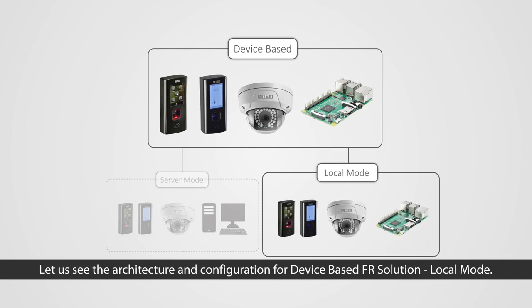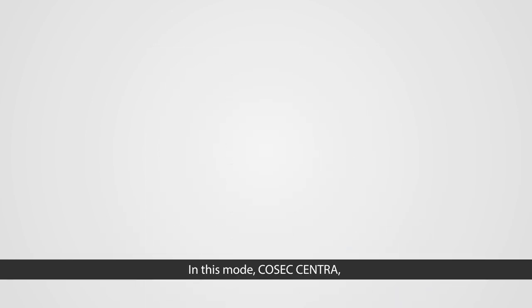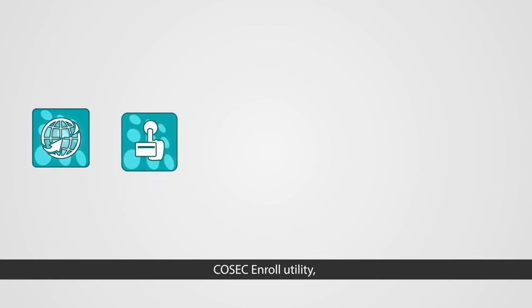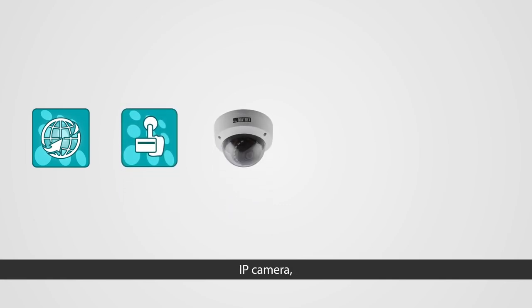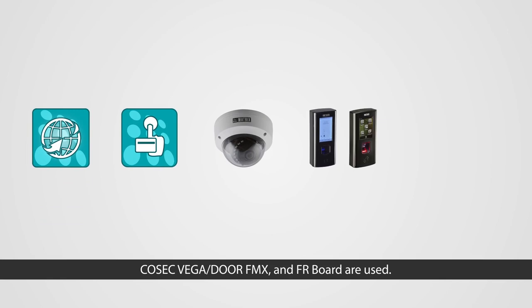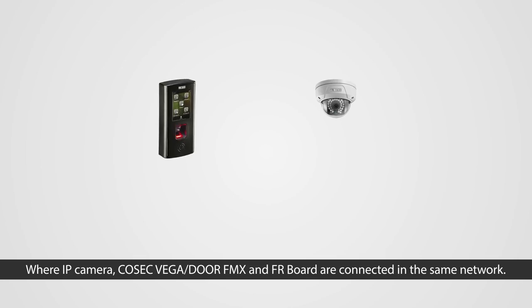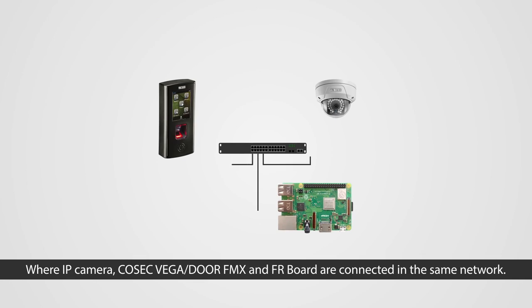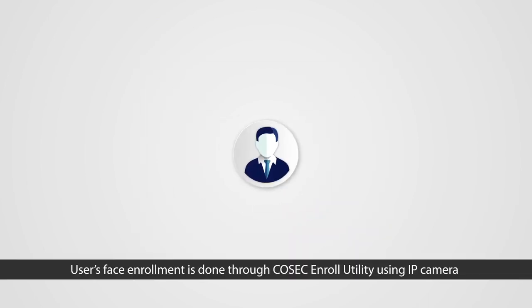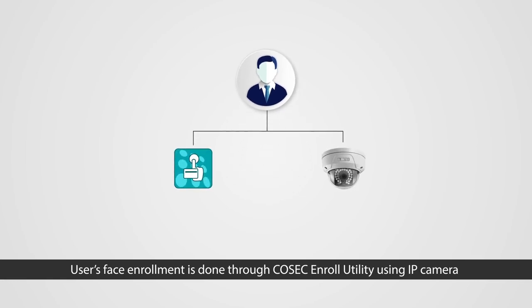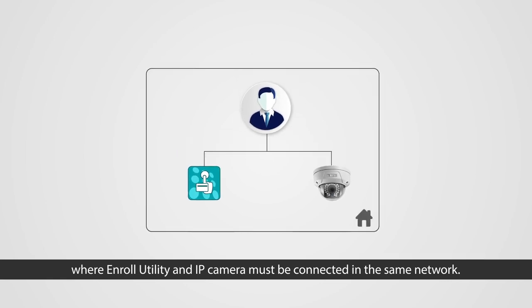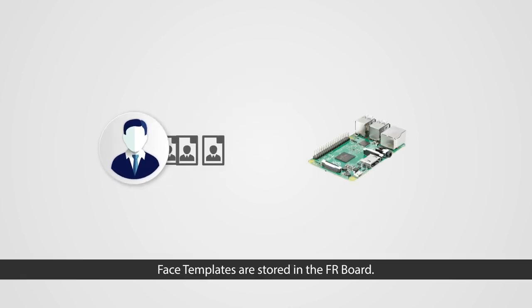Let us see the architecture and configuration for device-based FR solution local mode. In this mode, COSEC Centra, COSEC Enroll Utility, IP camera, COSEC Vega or Door FMX and FR board are used, where IP camera, COSEC Vega or Door FMX and FR board are connected in the same network. User's face enrollment is done through COSEC Enroll Utility using IP camera, where Enroll Utility and IP camera must be connected in the same network. Face templates are stored in the FR board.